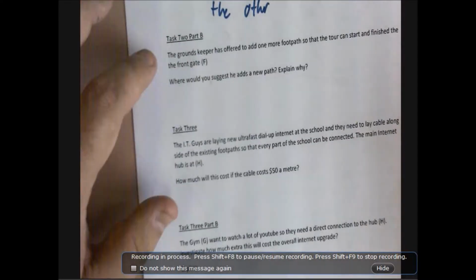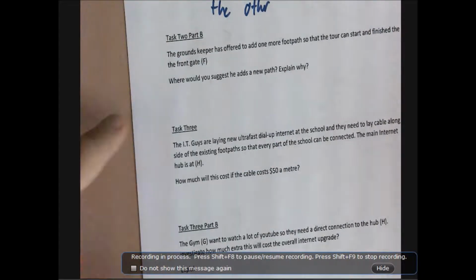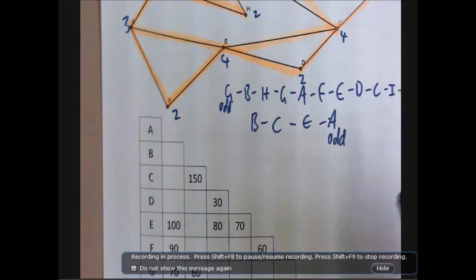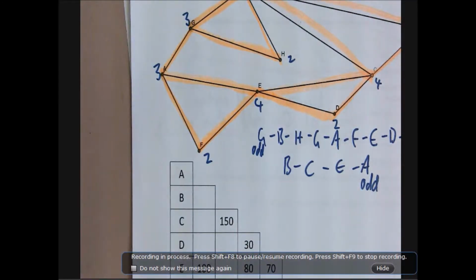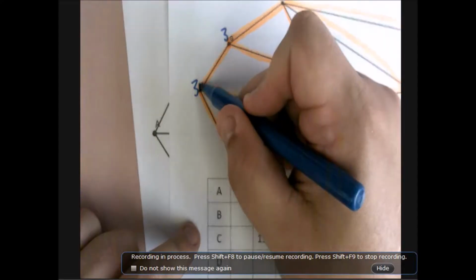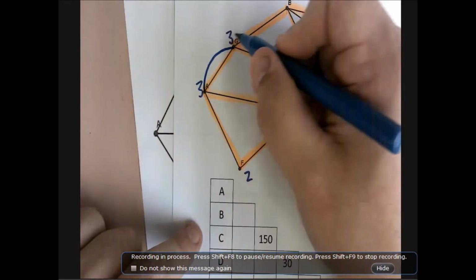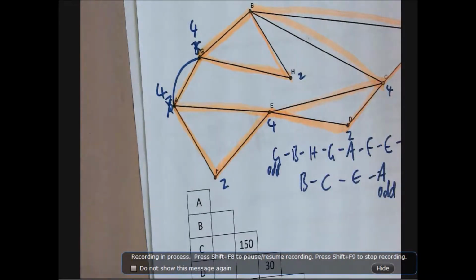Question 2. The groundskeeper is offered to add one more footpath so you can start and finish the tour at F. At the moment, F is an even vertex, so as it stands you have to start at A and finish at G, or the other way around. For it to be traversable, starting at the same place and finishing at the same place, you have to have 0 odd vertices. The only way to do this by adding one path is to add a line from A to G, thus making both of these even numbers. If there's only even vertices, you can start and finish anywhere.